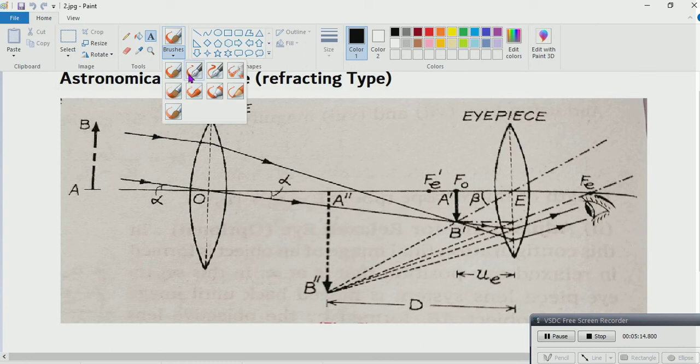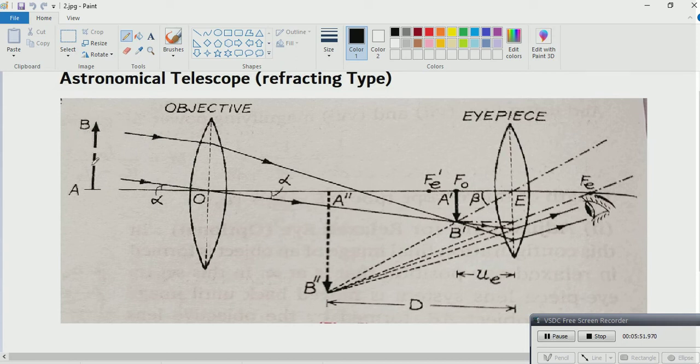Now let's discuss how. Basically, in the figure you can see that here we have an objective lens with optical center O, and the eyepiece, which is near to our eye, has optical center E. Now AB is the distant object whose end A is on the axis of the telescope. Suppose I have a star or meteor, so from there a bunch of parallel rays come to the objective lens. Clear? So let's see what is happening.